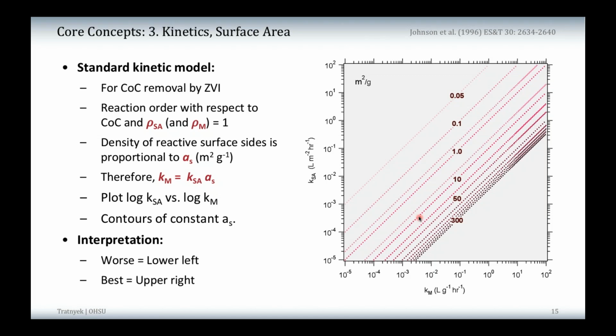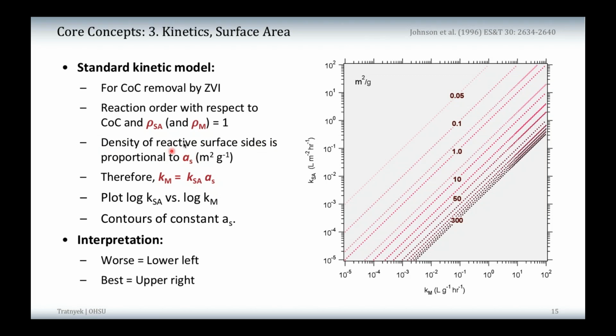So first of the core concepts, to introduce the kinetics aspect of that, I have this generic version of what we call the standard kinetic model. For contaminant removal by any mineral phase, but particularly ZVI, we assume that the reaction order is first order with respect to the contaminant and also the metal, quantified as surface area concentration or mass concentration. That's what those two symbols represent. And those two things are related to one another via the specific surface area, so the density of the reactive surface sites is proportional to the specific surface area.